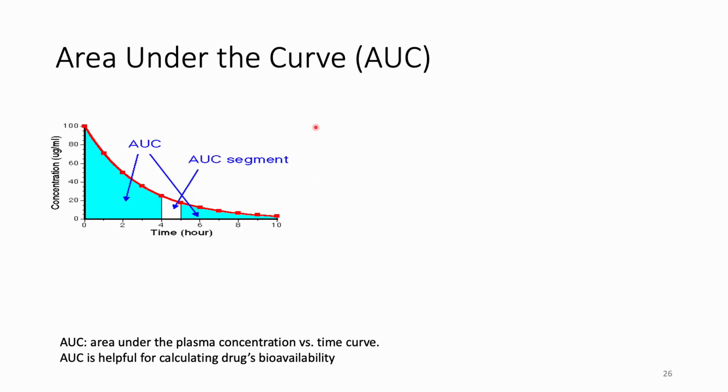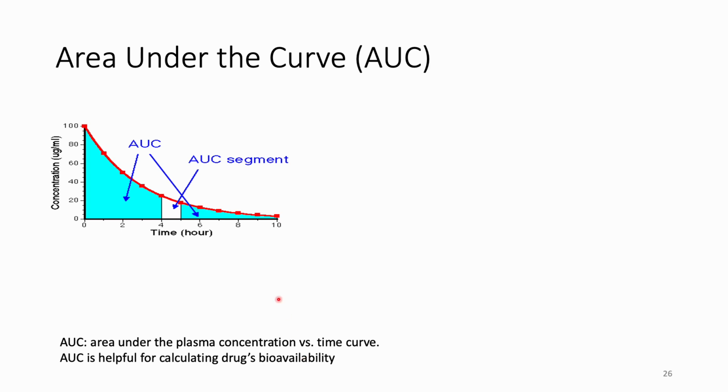The last PK parameter we learn in this lecture is the AUC, or area under the curve. Look at this graph. I think you are very familiar with this plasma drug concentration versus time curve. If you calculate the area under this curve, we call it AUC, or area under the curve. AUC is very important because it is helpful to calculate the drug's bioavailability. The drug's bioavailability is how much of the drug can appear in the blood concentration.